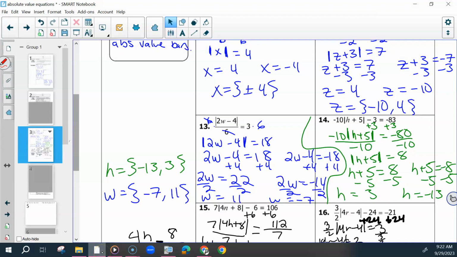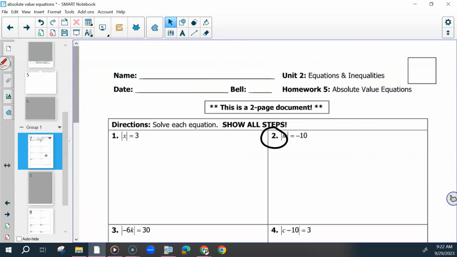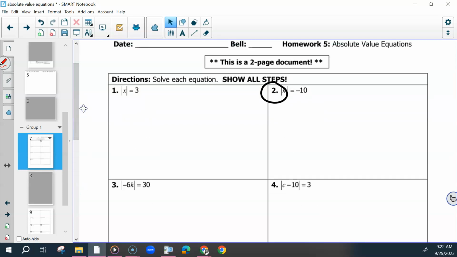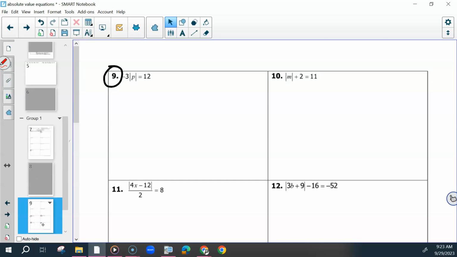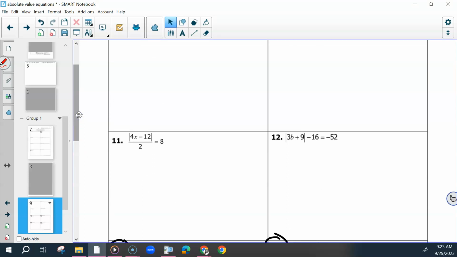On the last page, there are some problems I want you to practice. You can use your notes, each other, your calculator, but make sure you're showing your work. So on this page, I want you to try numbers 2 and 7. You can circle those, star them. On the back page, 9, and then 13 through 16. So 2, 7, 9, 13 through 16. Raise your hand when you finish and I'll check them. You have this time.